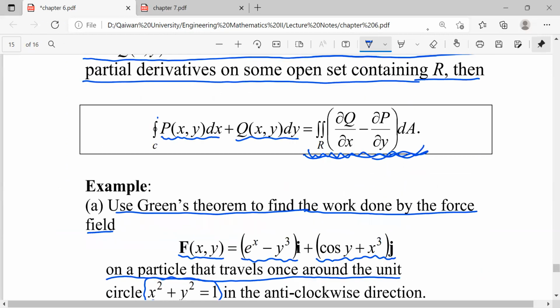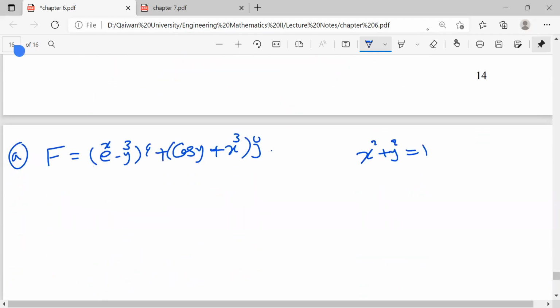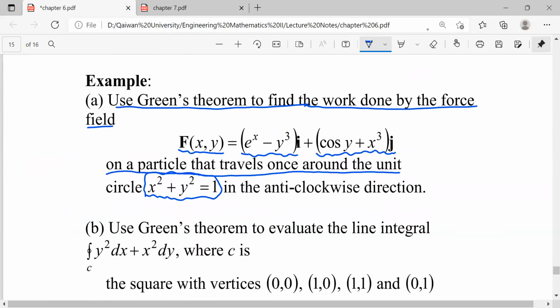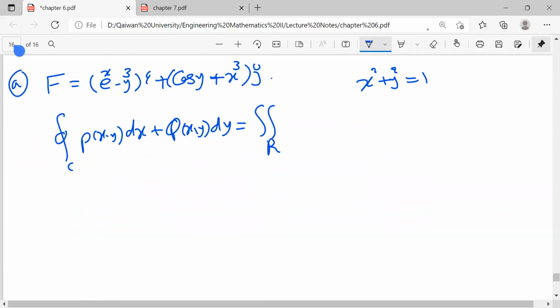We use this rule. We say the integral over C of P of x, y dx plus Q of x, y dy equals the double integral over the region R of partial Q by partial x minus partial P by partial y dA.